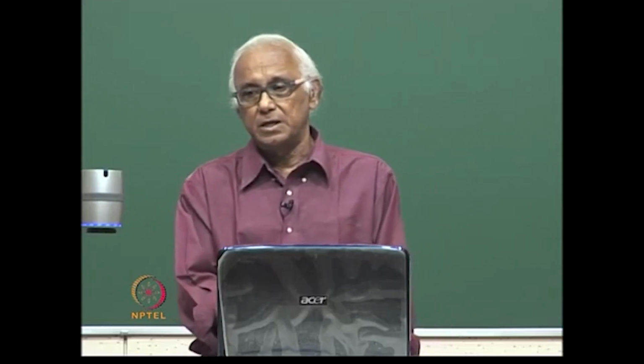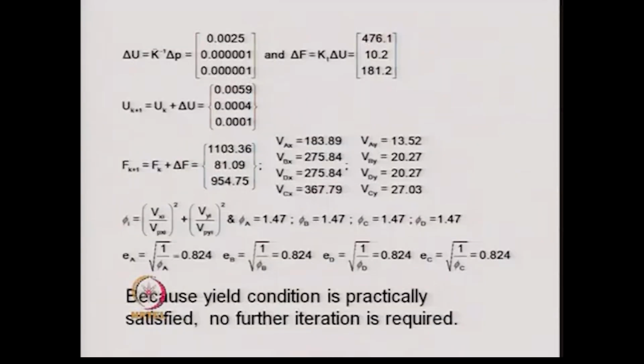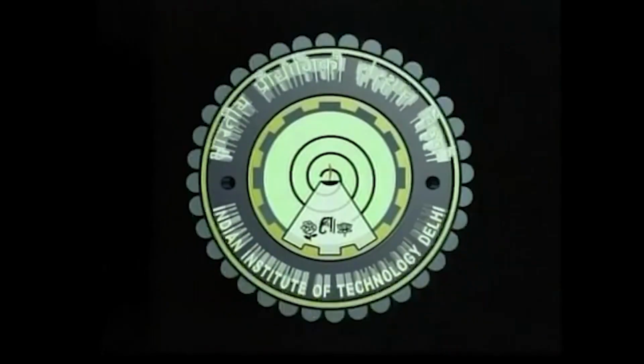With the help of that we found a revised value of the displacements delta U1 and delta U2, that is the two components, the elastic component and the plastic component of the displacement, and finally got a revised value of delta U. When we added that to the previous displacement, we found that the yield conditions for each one of the columns were satisfied, therefore no further iteration was required.